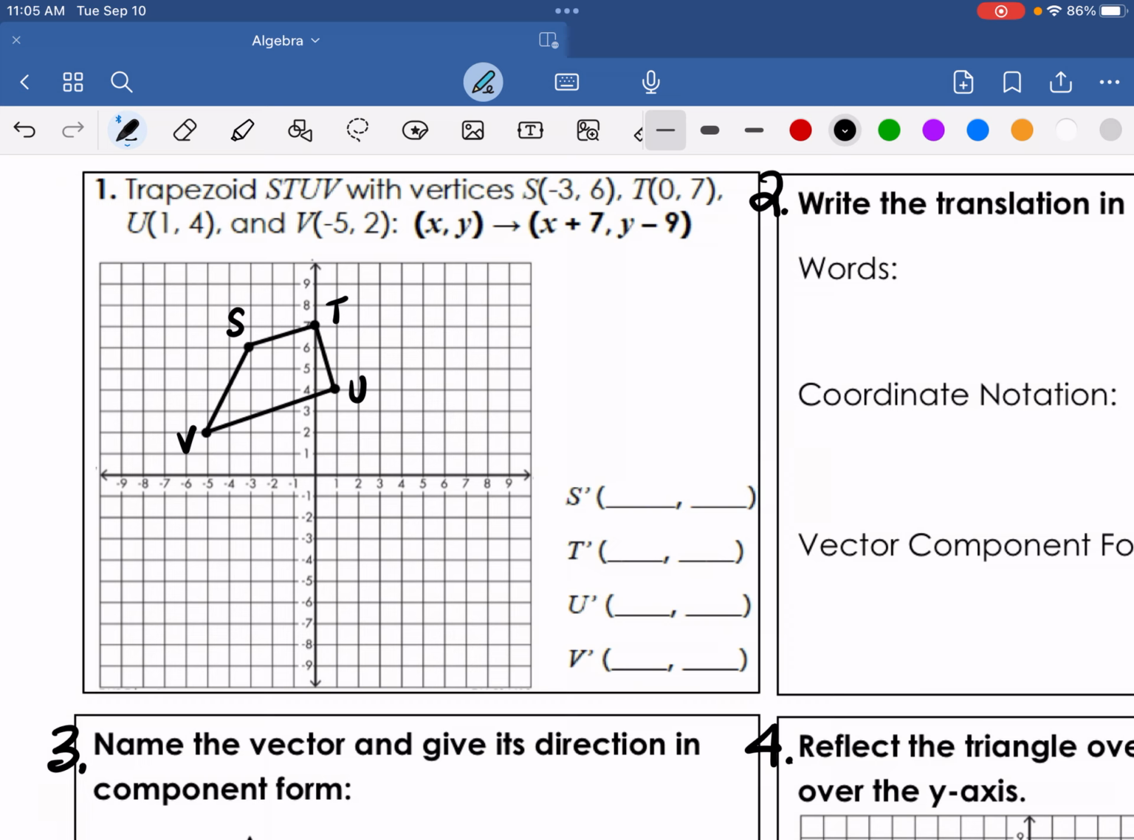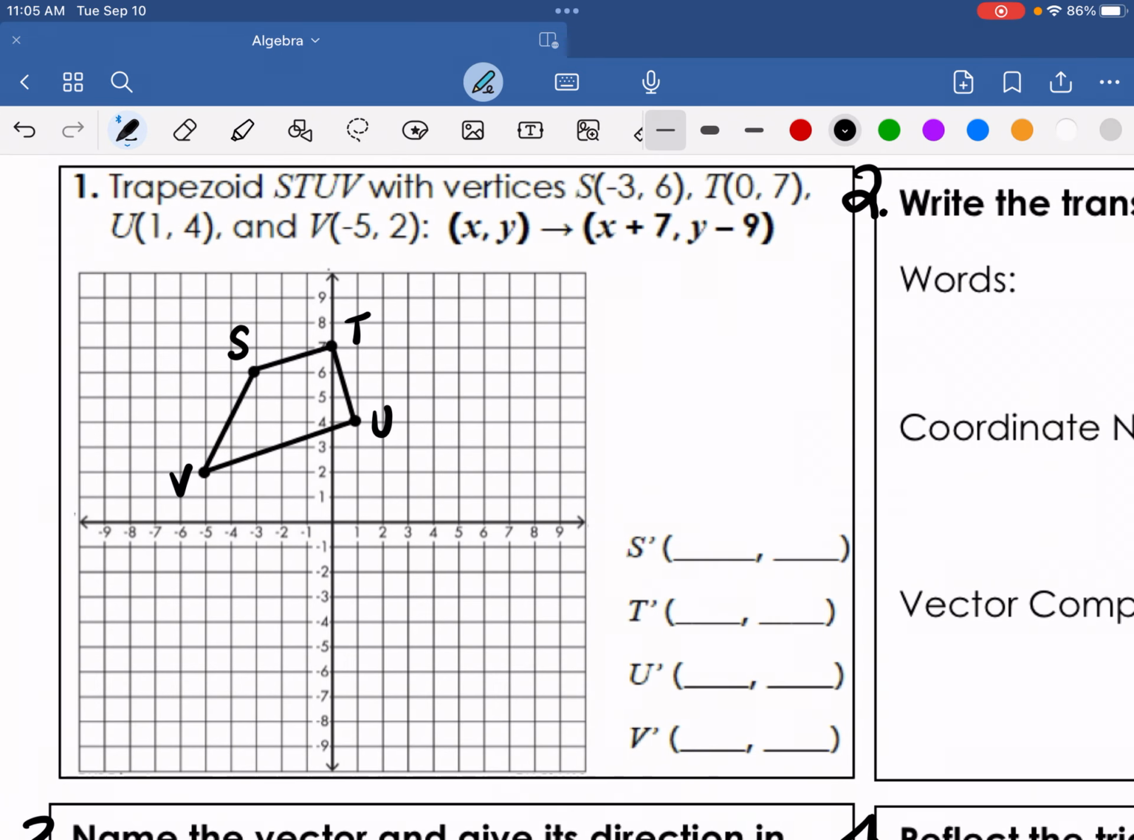All right, so for number one, this is coordinate notation, okay? And you should be able to recognize that this is a translation. They're asking you to move it 7 to the right, so it means all these coordinates are going to move 7 to the right and down 9. And then that's where your new trapezoid is going to be. Okay, so let's do that.